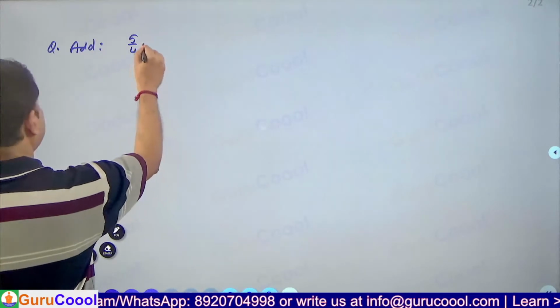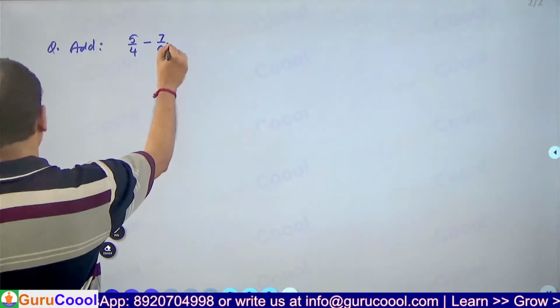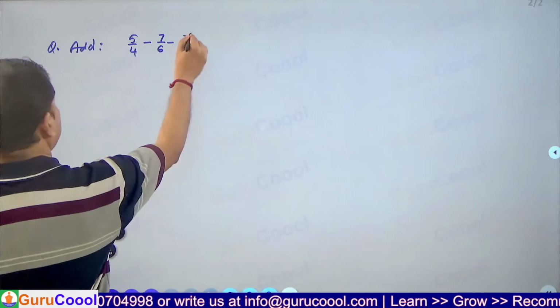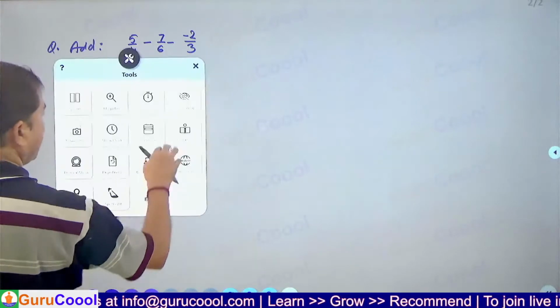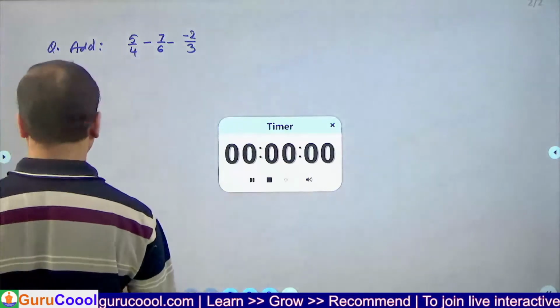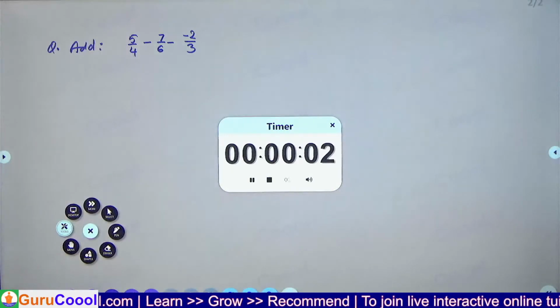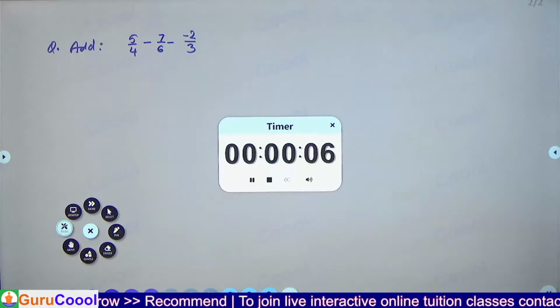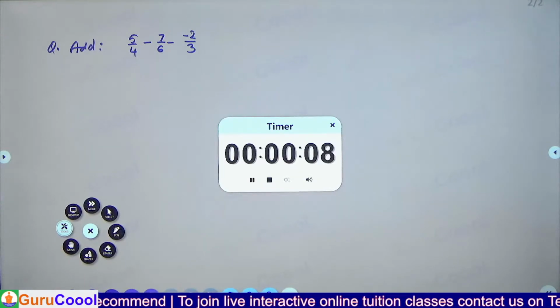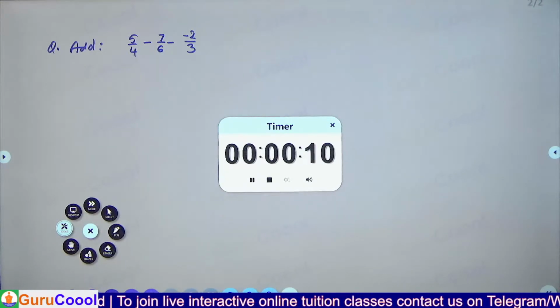5 by 4 minus 7 by 6 minus of minus 2 by 3. Start, and you have 3 minutes again to submit. After 3 minutes, it will not be accepted. Okay.